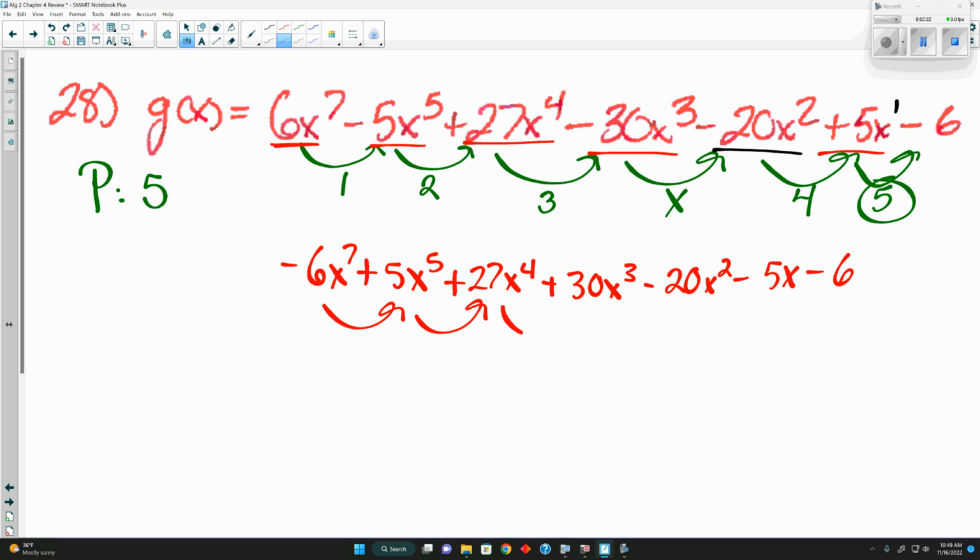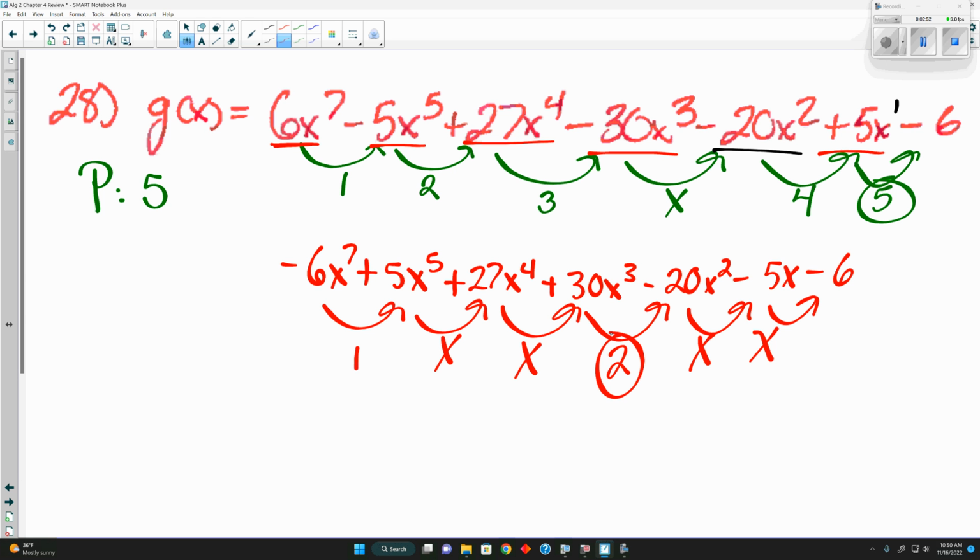Now we can count the number of sign changes. So from x to the 7th to x to the 5th, there is 1. From x to the 5th to x to the 4th, there is not 1. From 4th to the 3rd, it doesn't change. From the 3rd to square, it doesn't. From the square to x, it doesn't. And from x to our constant term, it doesn't. So the number of negatives is 2.